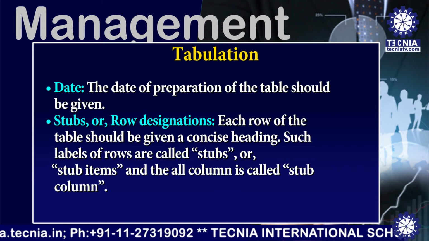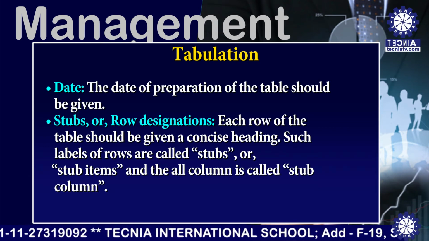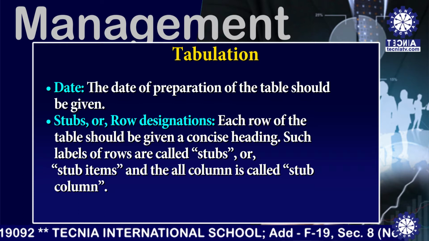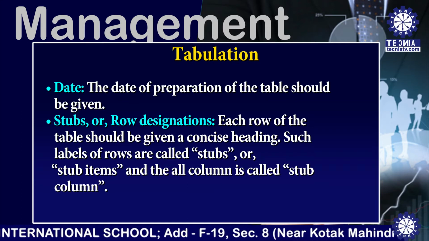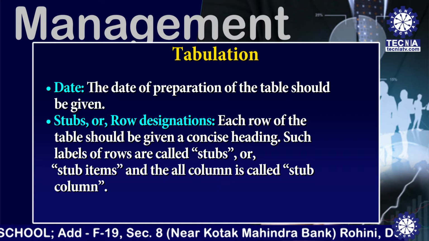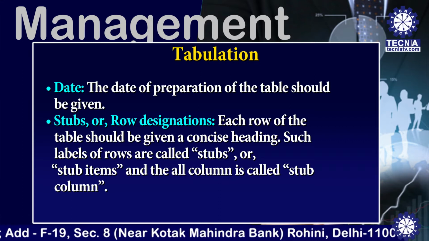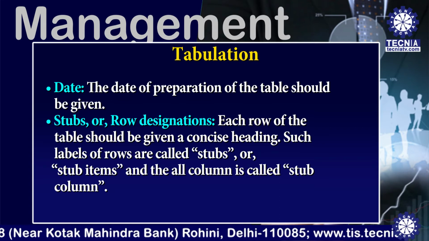Next one is the date. The date of preparation of the table should be given. The next one, that is the stubs or row designations. Each row of the table should be given a concise heading. Such labels of rows are called stubs or stub items, and the whole column is called stub column.